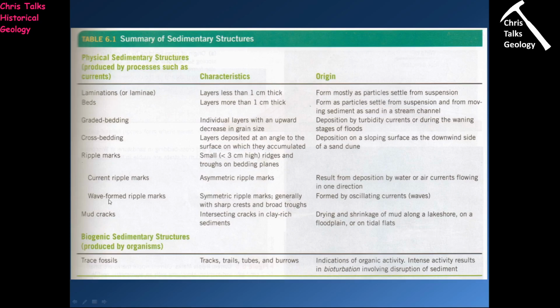So these are the structures we looked at. These are the physical structures, and these are the organic structures. We will combine the physical structures, the organic structures, and the physical properties of our layer of sediment together to produce our probable environment of deposition. That's what we're aiming for as a geologist.